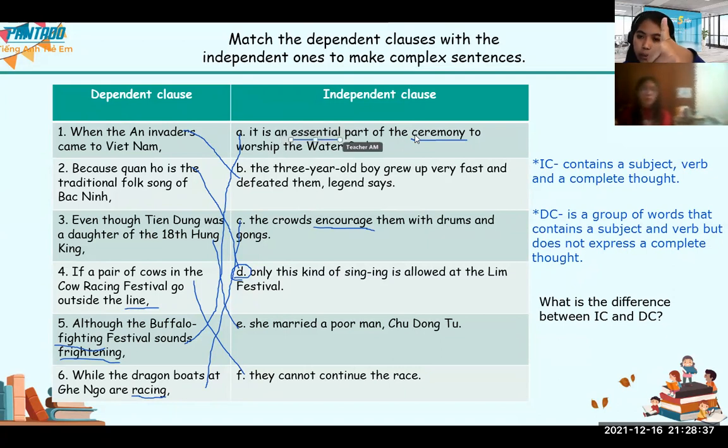Essential. Very good. Next. Ceremony. Next. Encourage. Okay, you say encourage. Very good. Next. Line. Okay, great. You say fighting. Fighting. Okay, next.